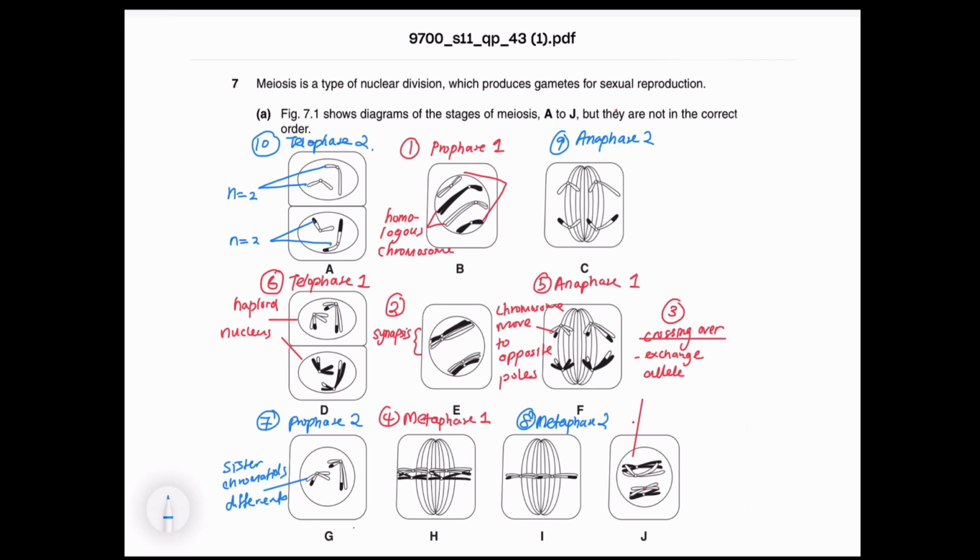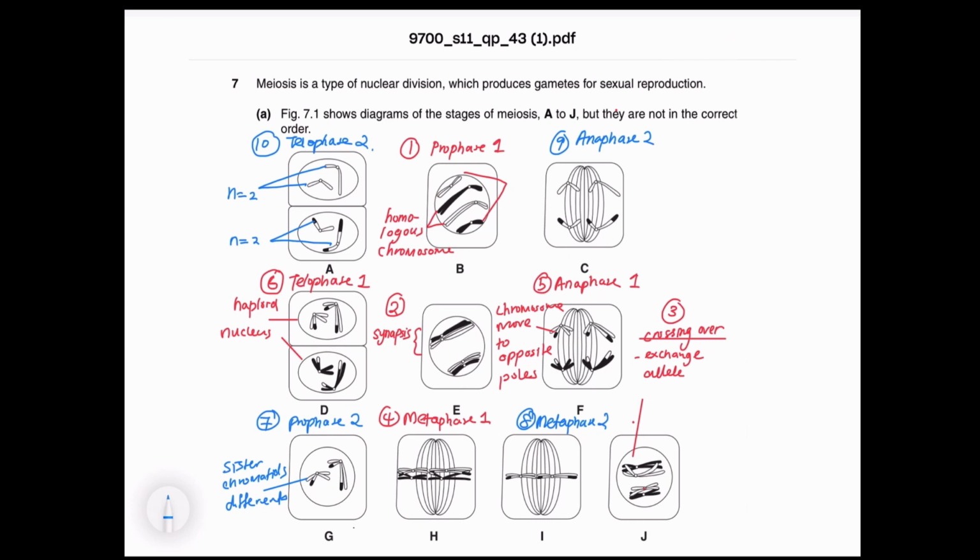Therefore, you will have 4 cells in total. In this diagram, they only show 2 because at the end of telophase 2, this is actually the outcome from one of the cells from meiosis 1. So if you times 2 of the cell from meiosis 1, you will get a total of 4 haploid cells.